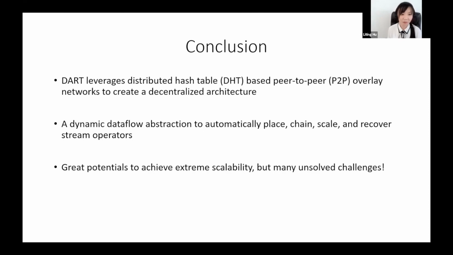However, there are also many unsolved challenges. For example, how to optimize the data shuffling service, and how to adapt to the edge network's heterogeneity and hardware heterogeneity. All of them are very interesting questions to explore further in the near future.